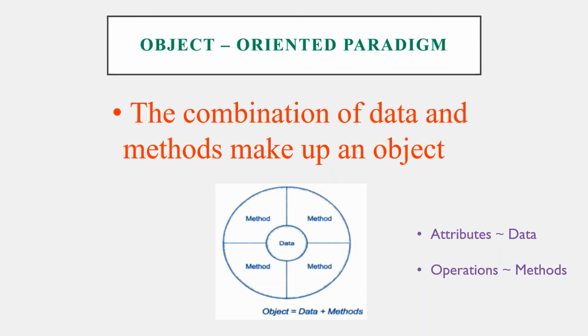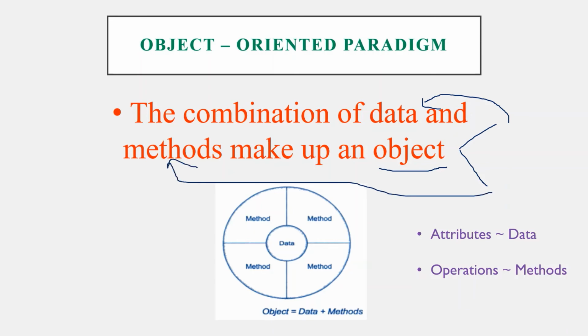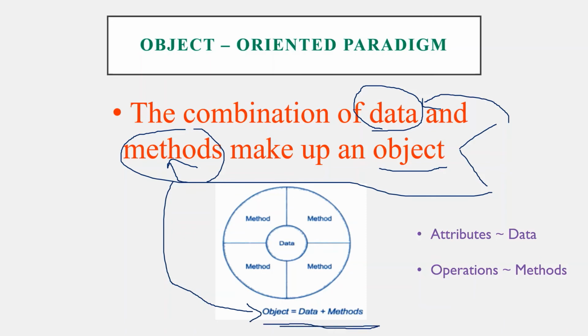The combination of data and methods make up an object. So what is an object now? Object has two parts or two important things. What are they? First one is data and the second one is a method. So you can write a formula. What is that formula? Object is equal to data plus methods.